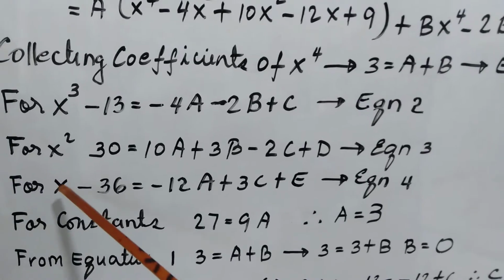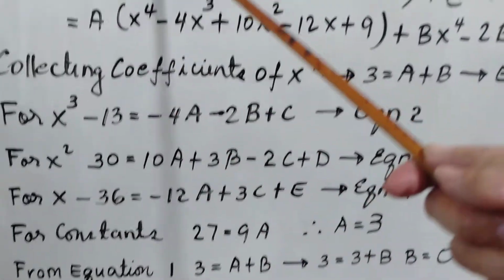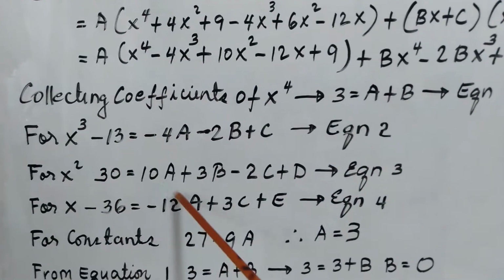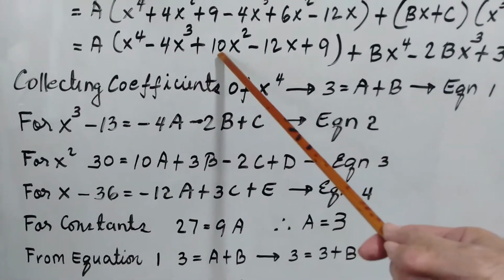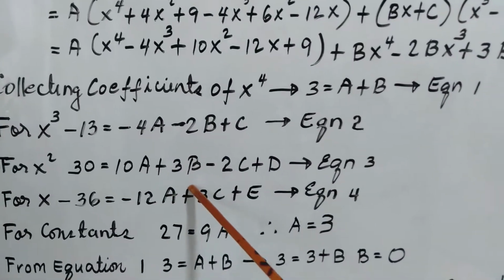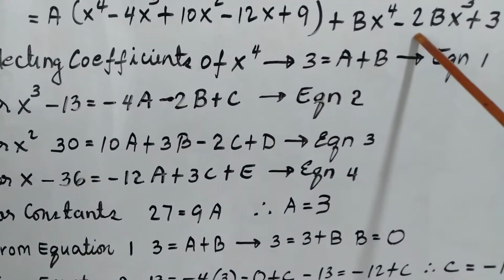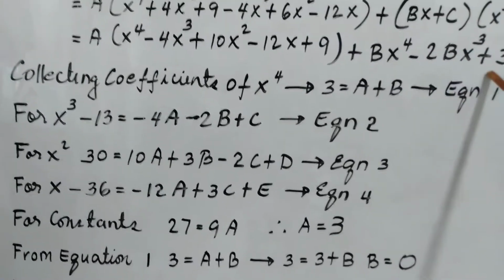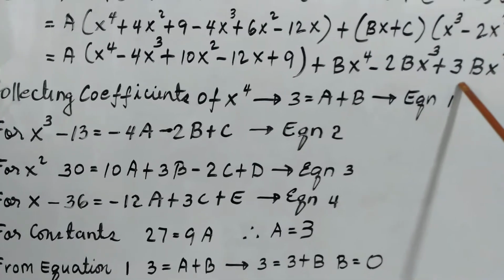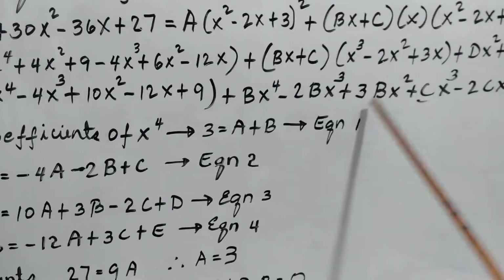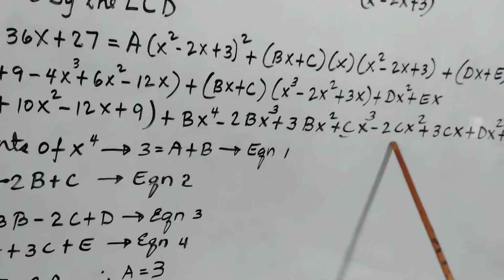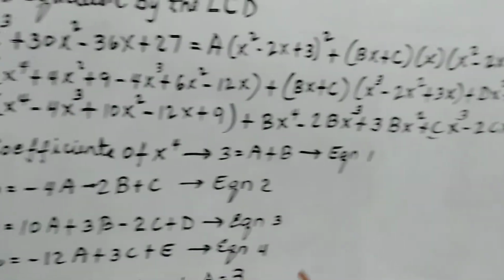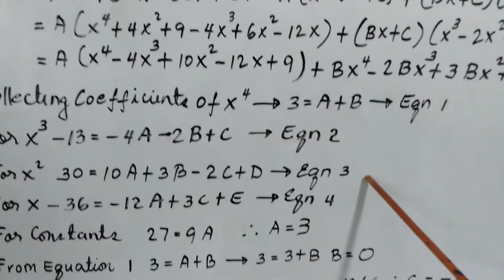so we collect the coefficients of x squared. So the coefficient of x squared here is 30, which is equal to 10a. The coefficient of x squared here is 10a plus 3b. Where is plus 3b? This one, 3b. Sorry. So minus 2c, and d, the coefficient of x squared here is d. So we have this equation 3.